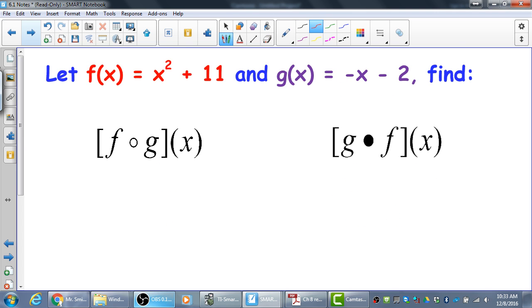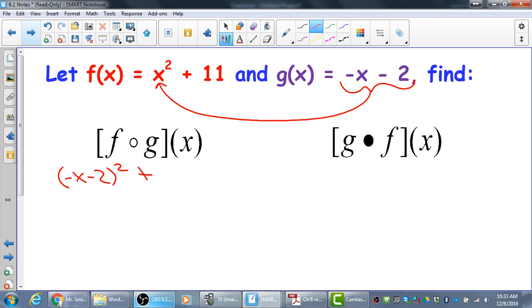It gets a little more complicated when you start having powers. So let's try f of g of x. We take the inside function. We are plugging that in for that x. We are replacing that x. Everything else stays exactly the same. The squared stays there. The plus 11 stays. The x is getting replaced. Negative x minus 2 squared plus 11. The squared stayed there. The 11 stayed there. That didn't change. The x was replaced.